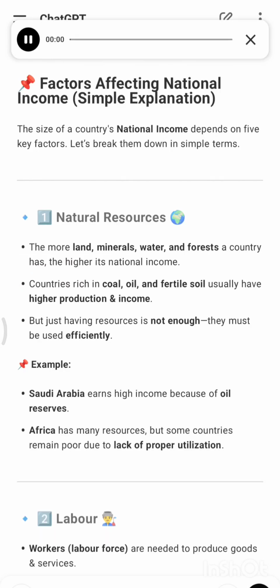Factors affecting national income, simple explanation. The size of a country's national income depends on 5 key factors. Let's break them down in simple terms.